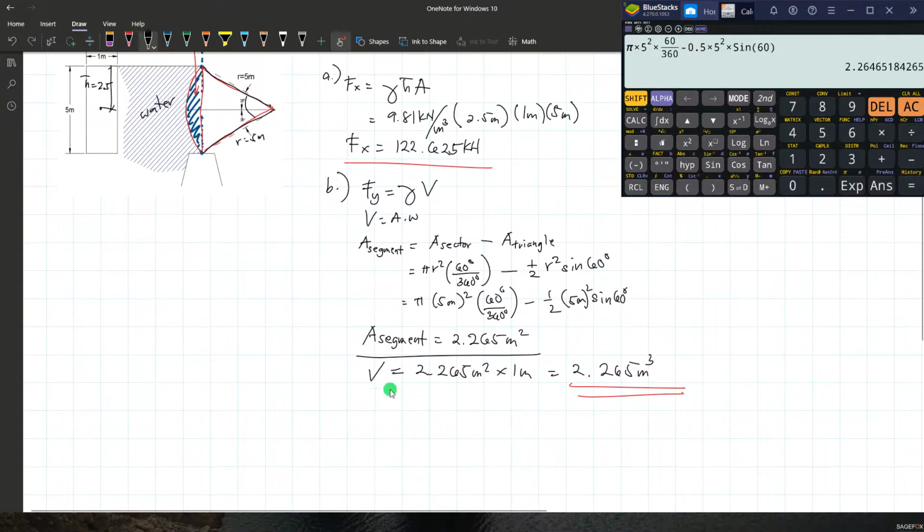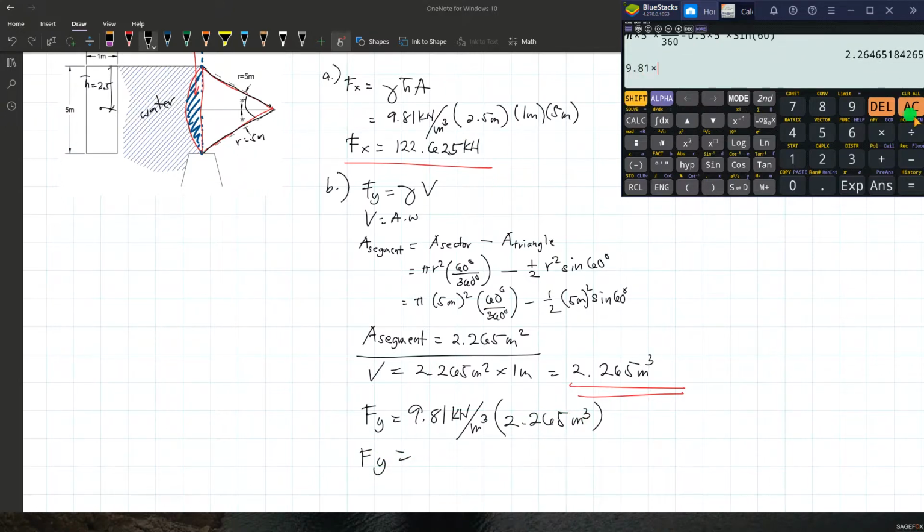So we can now compute the vertical force. 9.81 kilonewtons per cubic meter times the volume 2.265 cubic meters. So Fy is 9.81 times 2.265, which is 22.21965, or about 22 kilonewtons.